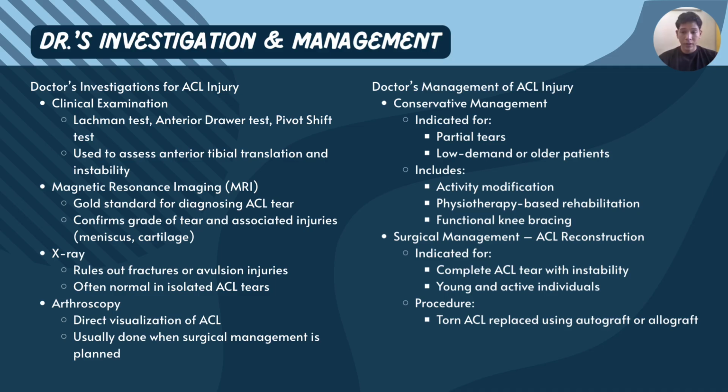injury. For a definitive diagnosis, doctors utilize a combination of clinical exams and imaging. Tests like the Lachman and anterior drawer are essential to physically assess tibial translation, while X-rays rule out fractures. MRI remains the gold standard to confirm the grade of the tear and check for associated meniscus damage. In terms of management, we categorize patients into 2 pathways. Conservative management, involving activity modification and physiotherapy, is indicated for partial tears or low-demand patients. However, for young active individuals with complete ruptures and chronic instability, surgical reconstruction using an autograft or allograft is the primary recommendation to restore long-term function.